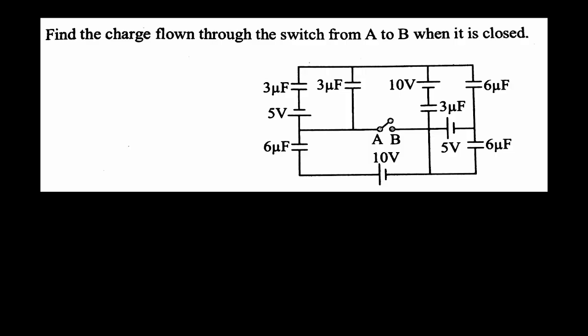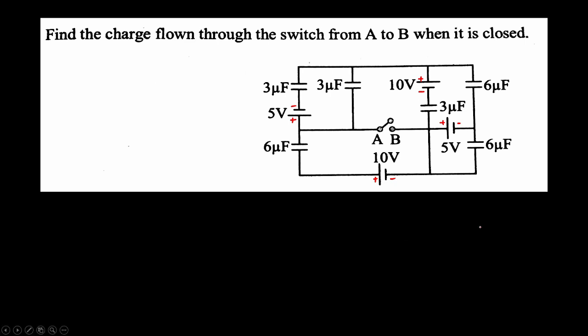Since we need to find out the charge flown from A to B when it is closed, dear students, we have the network where we can easily recognize the batteries like plus minus. Here there is one more battery, 10 volts, and here a plus minus 5 volts battery, and the rest of them are capacitors. There are 4 cells and 3 plus 3, 6 capacitors, correct? So we'll try this by first analyzing the approach.